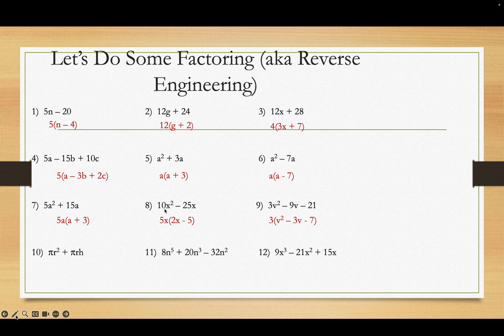And for some reason, the answer to number 9 appeared. So let's just confirm it. You'll notice on number 9 that even though one of the terms is v squared and the other one has a v, the last one doesn't. So because of that, there is no common v. So the only thing common here is the number 3. So I factor out the 3 and I get v squared minus 3v minus 7. Now let's have you try number 10. Go ahead.